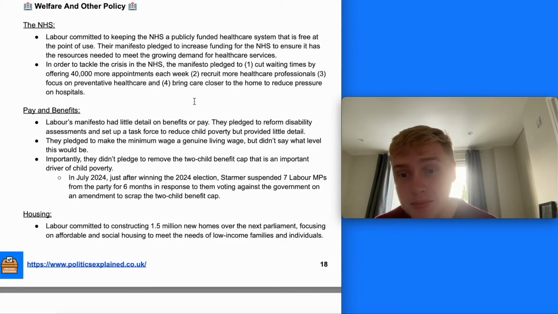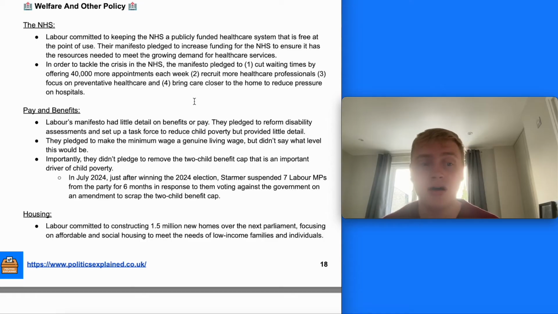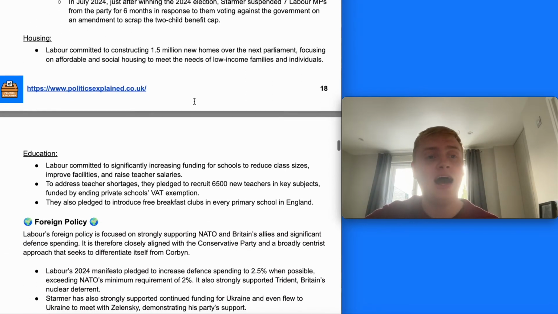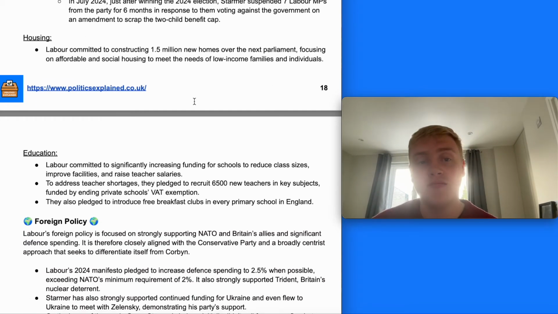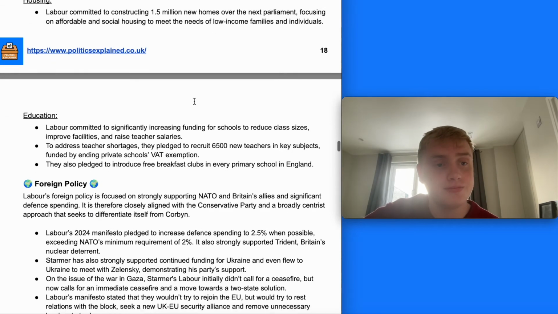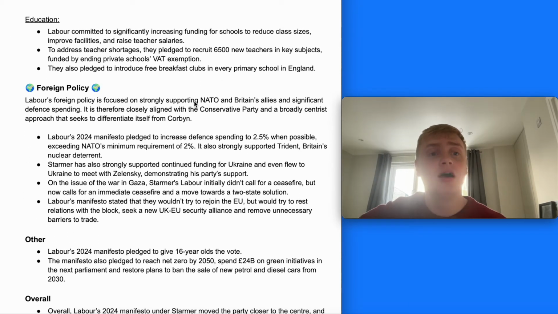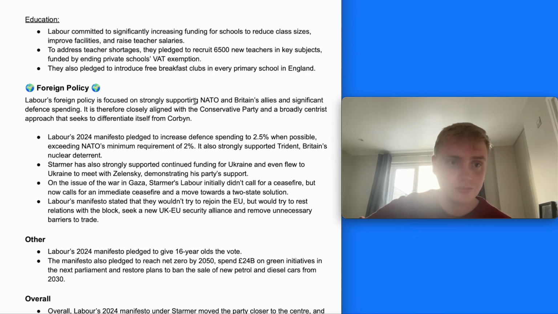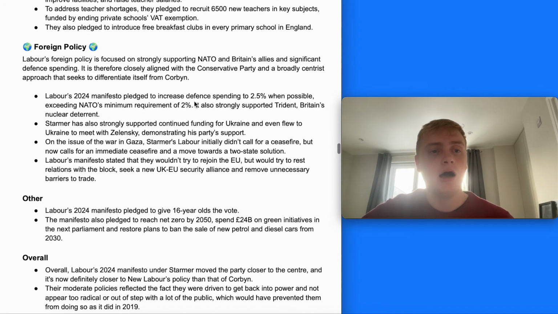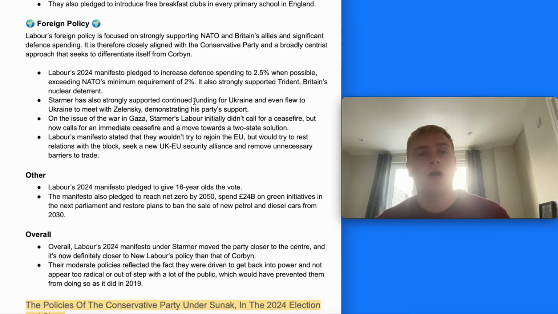and you potentially see a bit more closer to New Labour than Old Labour in that regard. In terms of housing, they committed to constructing 1.5 million new homes over the next parliament, focusing on affordable and social housing to meet the needs of low-income families and individuals. And on education, they committed to significantly increasing funding for schools to reduce class sizes and to recruit 6,500 new teachers in key subjects.